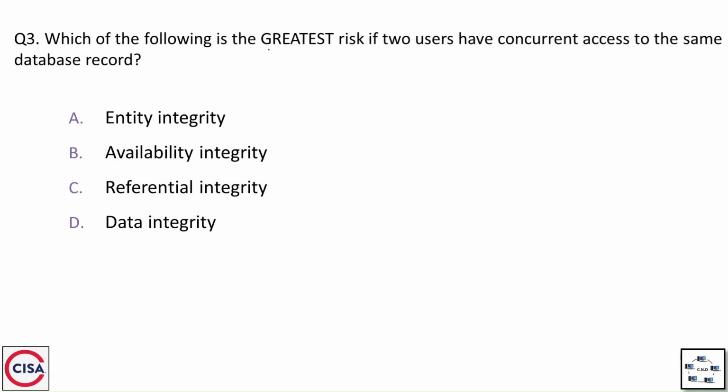Question number three: which of the following is the greatest risk if two users have concurrent access to the same database record? The options are: option A, entity integrity. Option B, availability integrity. Option C, referential integrity. And option D, data integrity.